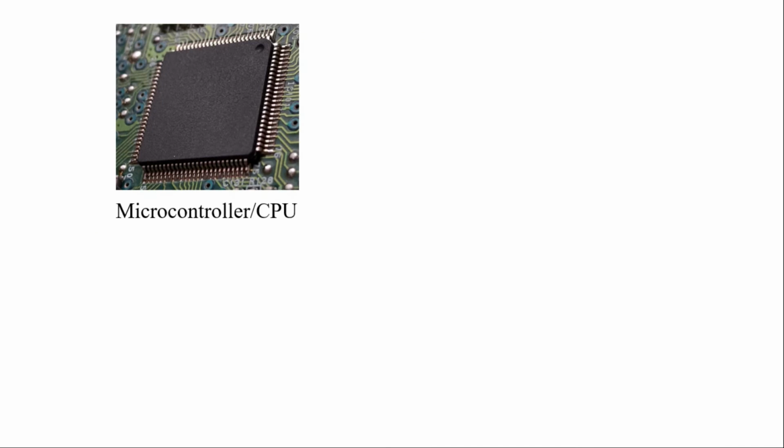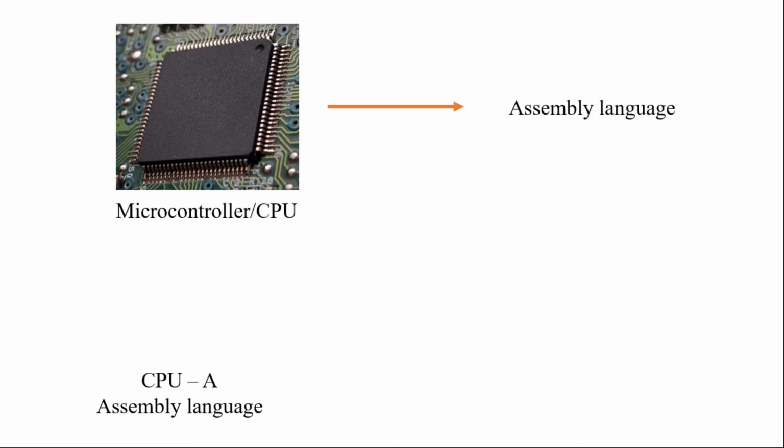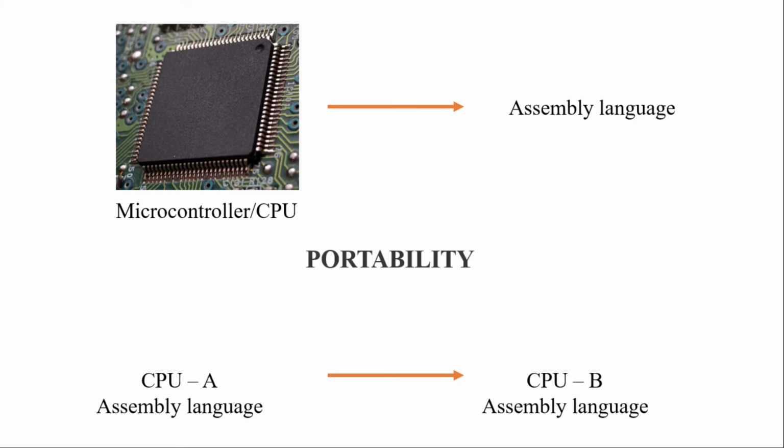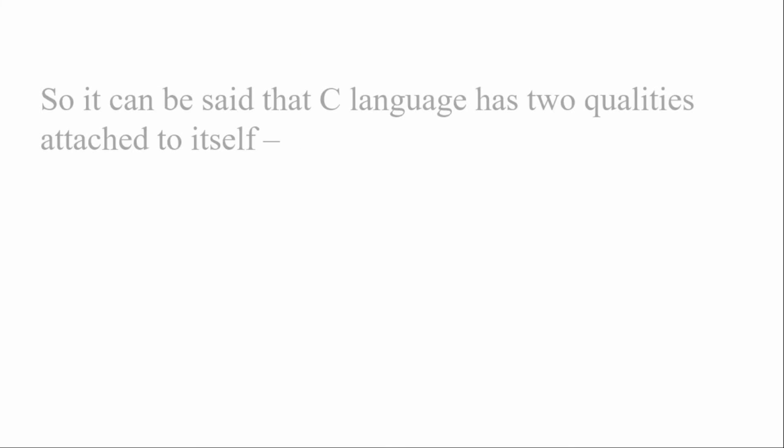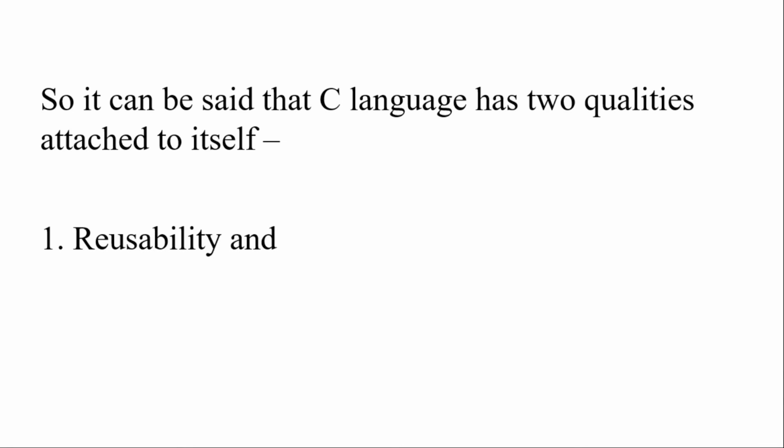Now, any CPU or microcontroller has an architecture-specific assembly language. So, if someone writes a program for a specific CPU or microcontroller, then apart from a huge chunk of code which will be common to all microcontrollers, a small portion will be specific to each CPU or microcontroller. But one can easily transform any program from the assembly language of one microcontroller to the assembly language of another microcontroller. This quality of C language is known as portability. So it can be said that C language has two qualities attached to itself, and they are reusability and portability.